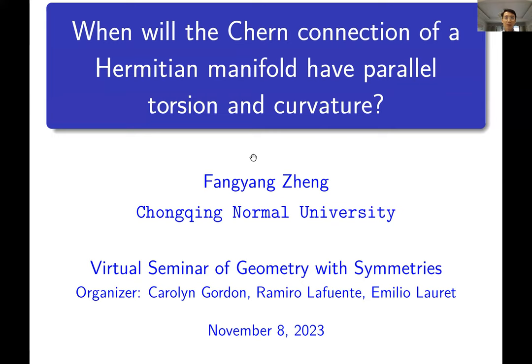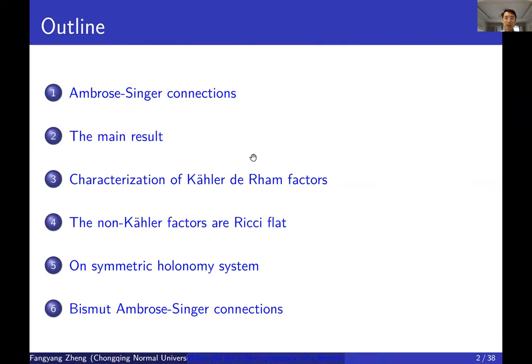So the title of my talk is: when will the Chern connection of a Hermitian manifold have parallel torsion and curvature? I will organize my report into six parts. In the first part, I will briefly recall the so-called Ambrose-Singer connections, and then we will introduce the main theorem. The proof consists of three components, which are parts 3, 4, and 5. And then in the last part, I will discuss similar questions about Bismut connections.